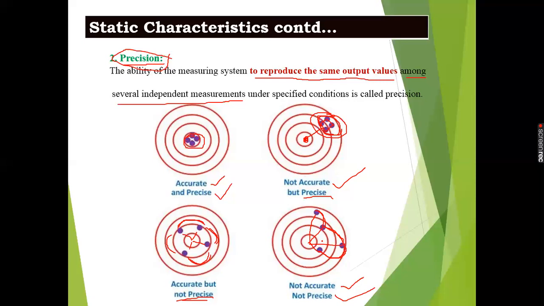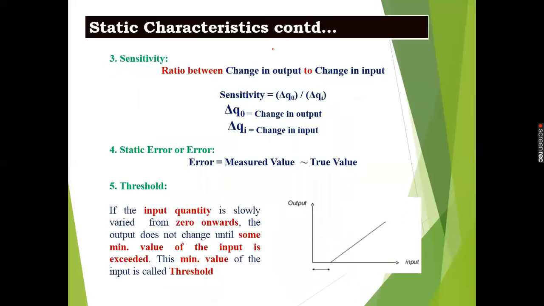Now coming to the next one, sensitivity. The ratio between change in output to change in input is called sensitivity. Here, delta Qo by delta Qi. Delta stands for change, o stands for output, i stands for input. So sensitivity equals delta Qo by delta Qi.